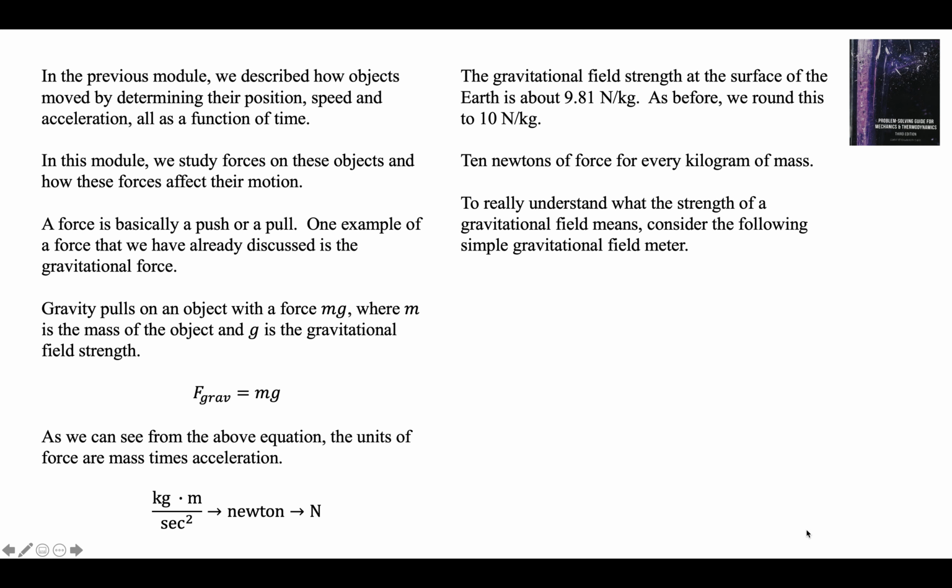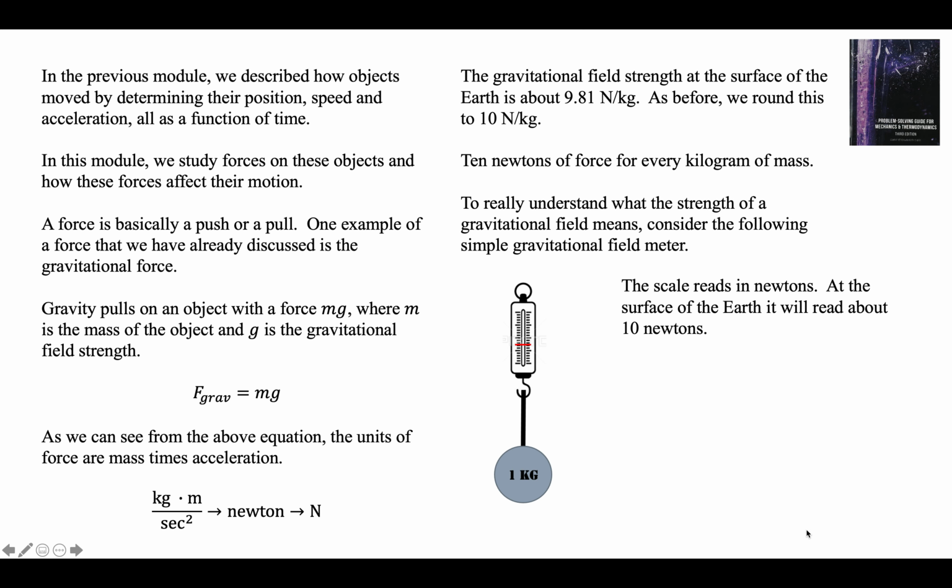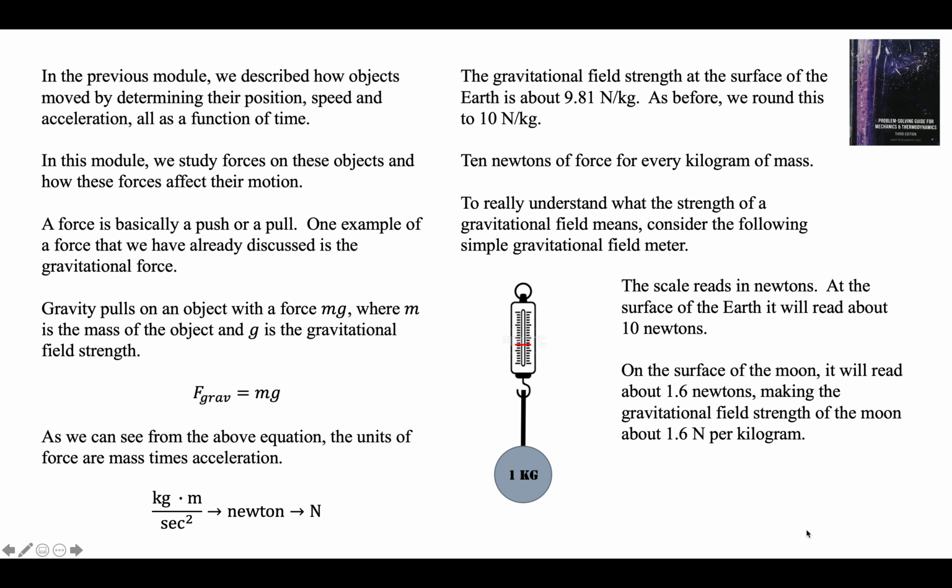To understand what this means, consider this gravitational field meter. It's a 1 kilogram mass hanging from a spring scale. If the gravitational field is strong, the scale will have a high reading. If it's not too strong, the scale will have a low reading. And it's all with the 1 kilogram mass. At the surface of the Earth, the scale will read 10 newtons. 10 newtons for 1 kilogram. On the surface of the Moon, it reads about 1.6 newtons. The force on a 1 kilogram mass on the surface of the Moon is about 1.6 newtons, so the gravitational field on the Moon is about 1.6 newtons per kilogram. On Jupiter, it's 25 newtons per kilogram. The greater the gravitational field strength, the greater the gravitational pull on a mass.